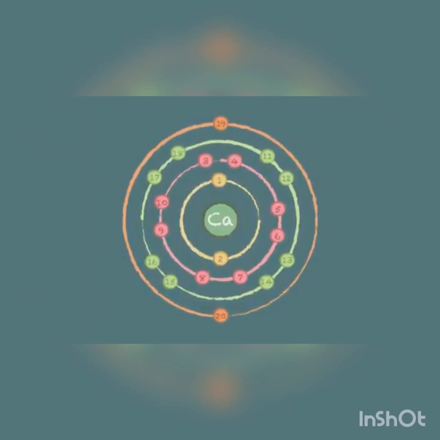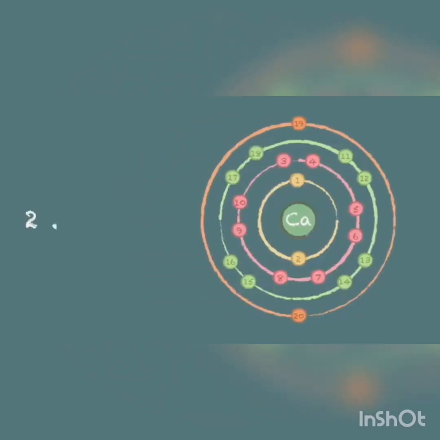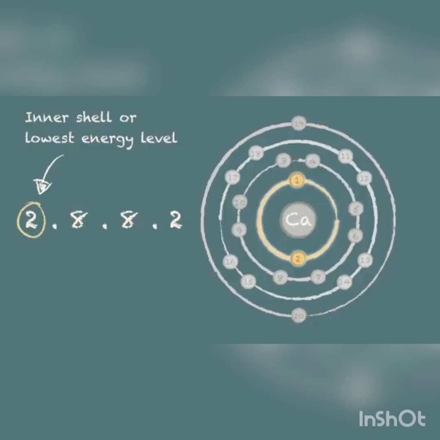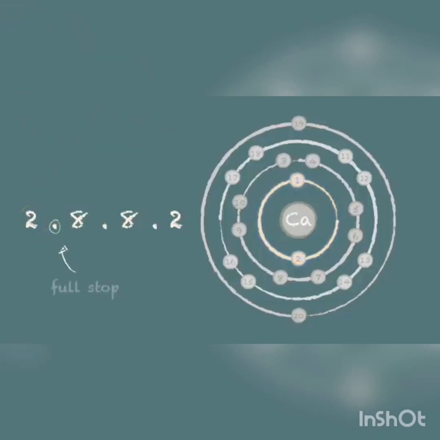Note that as we fill up each level, we've been drawing the electrons evenly spaced out on each shell. This is to keep the diagrams tidy and make it easier to count the electrons. And what's more, there's a shorthand way of writing this down. 2.8.8.2. The first number represents the inner shell or lowest energy level. The full stop shows how the electrons are separated between the shells. The second number tells us how many electrons are in the next shell, followed by the third and fourth shells.